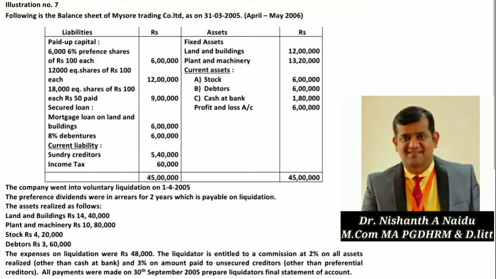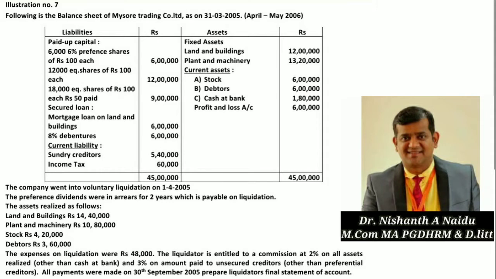In this adjustment part, you have understood that the company went into liquidation. The preference dividend has to be paid, two years' dividend. Then assets realized, whatever assets we are selling, we have to show. And the expenses he has given, and the liquidator's commission also, 2% on all assets realized. Whether he gives or doesn't give, we don't consider cash at the time of calculating liquidator's remuneration, clear? And 3% on amount paid to unsecured creditors.